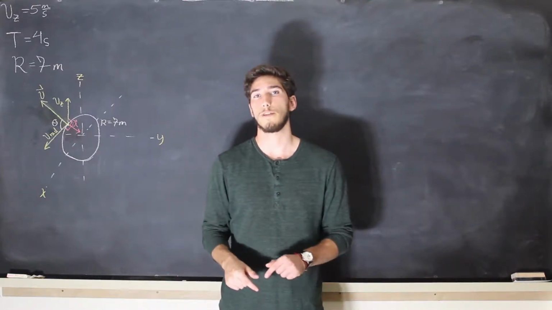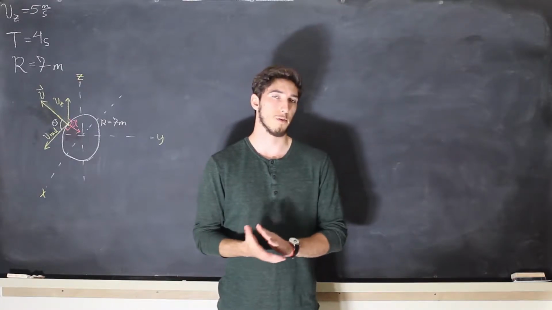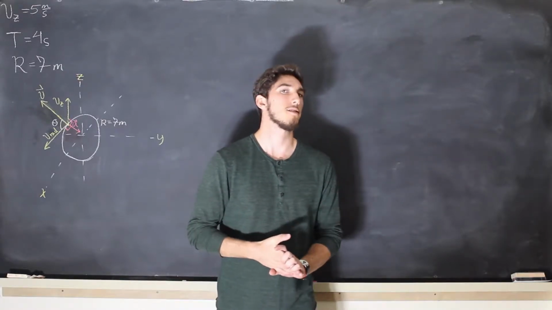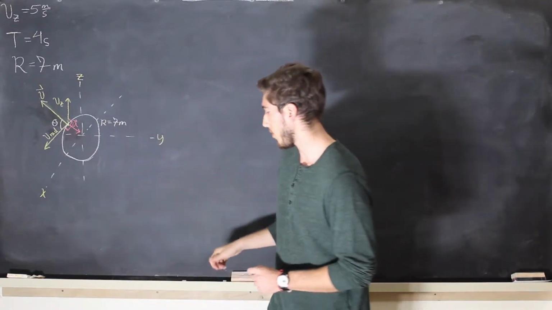This is the example video for multidimensional motion, uniform circular motion or just circular motion, and also relative velocities. Let's get started. This right here is a uniform circular motion problem.